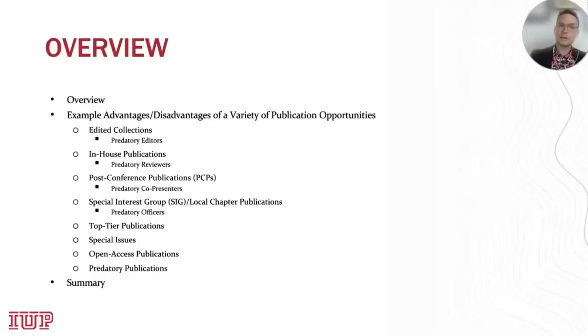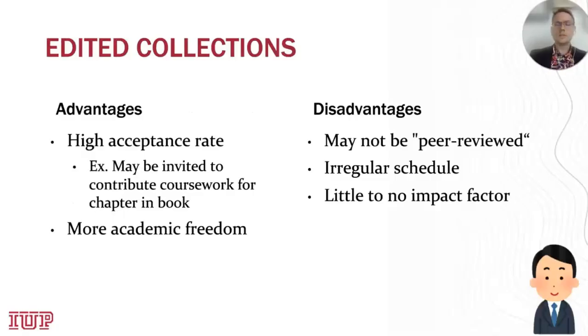So I'm going to talk a little bit about edited collections, in-house publications, post-conference publications or PCPs, special interest groups and local chapter publications, as well as, of course, the top tier publications, special issues of those. We'll talk a little bit about open access. And as this started as a handout on predatory publications, I'll talk a little bit about that and direct you towards some resources that would be helpful to help you avoid those, and also mention a few things along the way relating to each of these different types of publication opportunities. Let's start with edited collections.